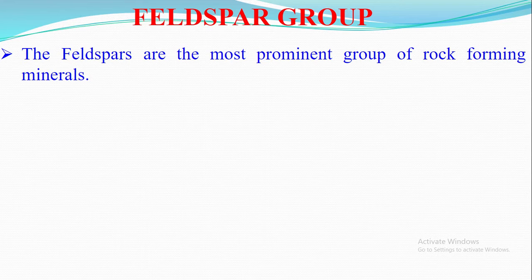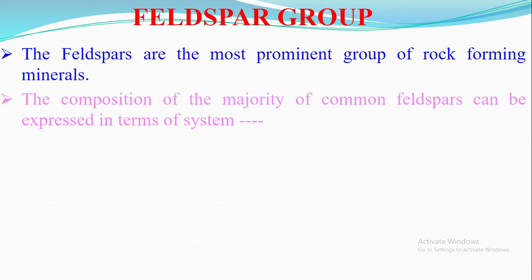These minerals are grouped and they are named as the feldspar minerals. The minerals in the feldspar group are very prominent rock forming minerals. You have a number of minerals in the group.